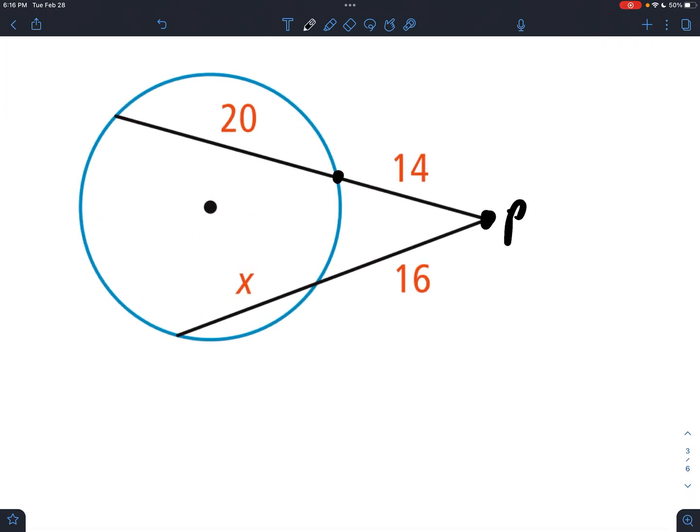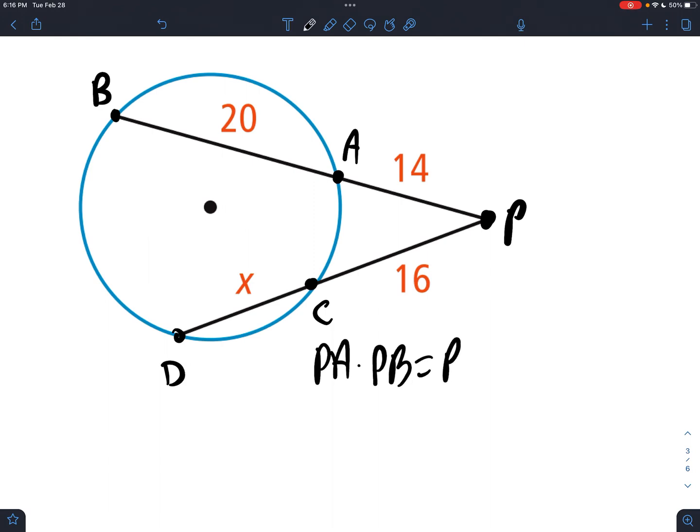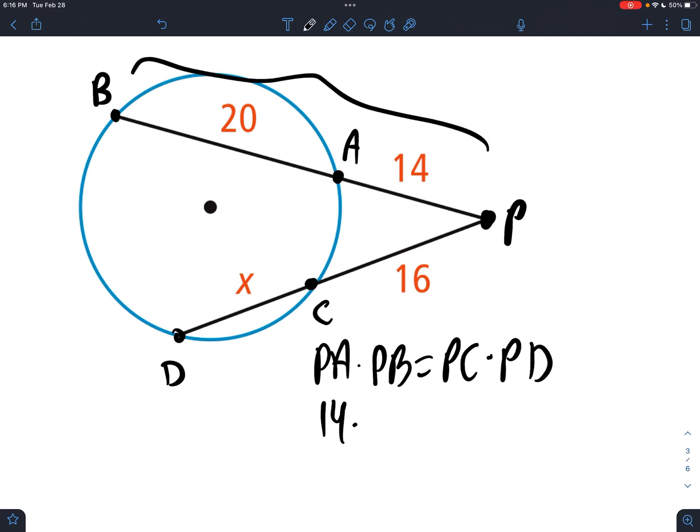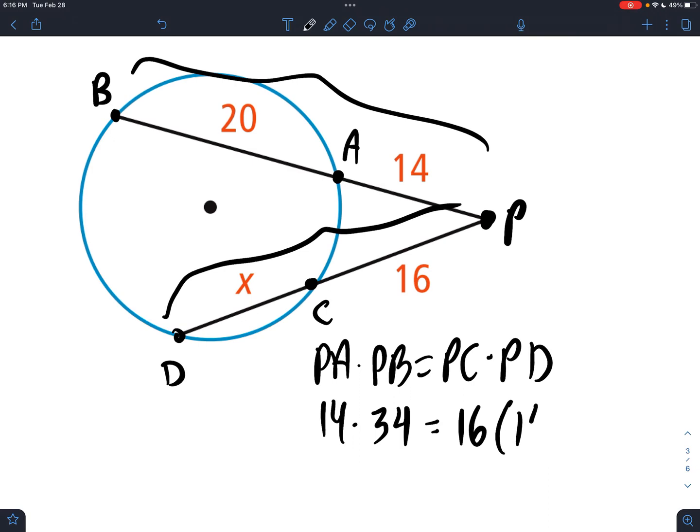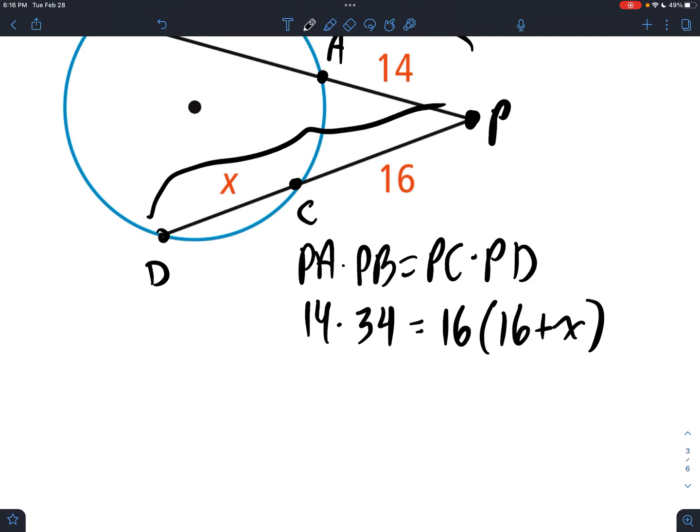Couple more. How would you set up this one? Well, we did one like it earlier. So this is the intersection. We'll pick a line to have A and B. We'll pick a line to have C and D. PA, PB, PC, PD. So P to A is 14. P to B is 34. P to C is 16, and P to D is actually 16 plus X.